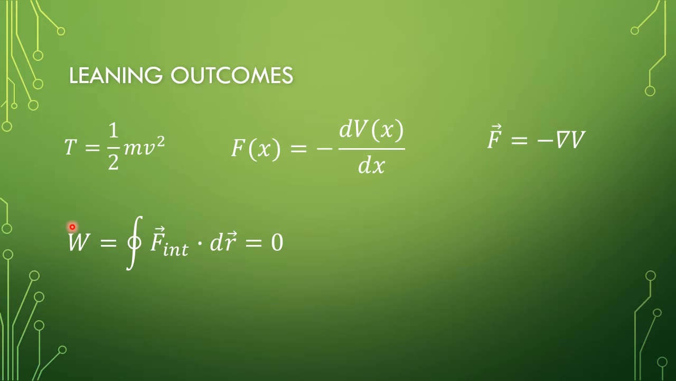The other definition is the work done by this internal force around some closed path. If that is equal to zero, we know that force is internal or conservative. And the other way to look at it is you can take the curl of that force, and if we're using this definition, then this curl will always be zero.